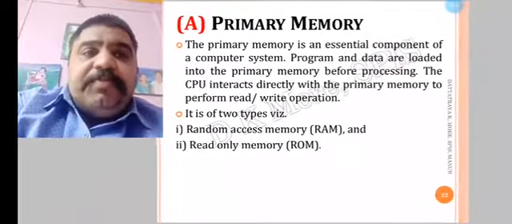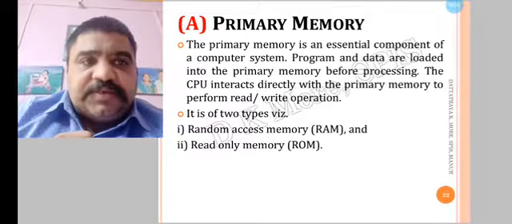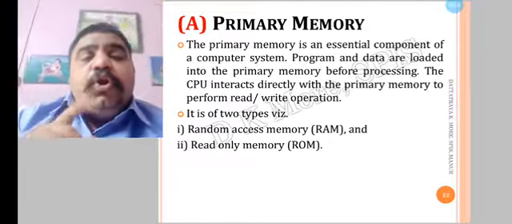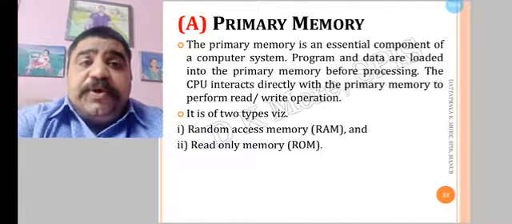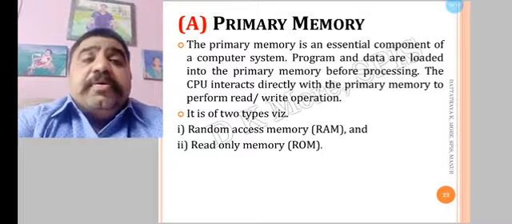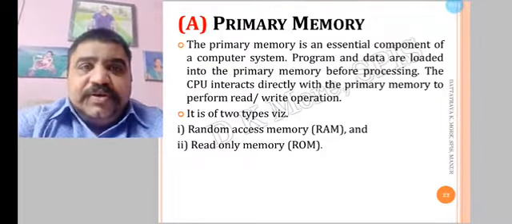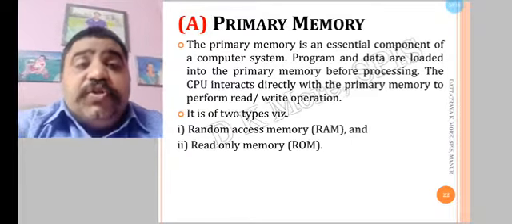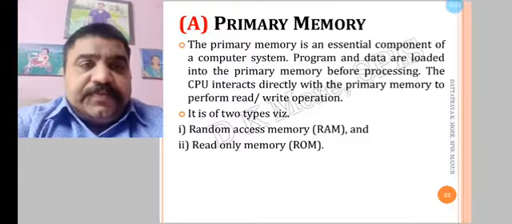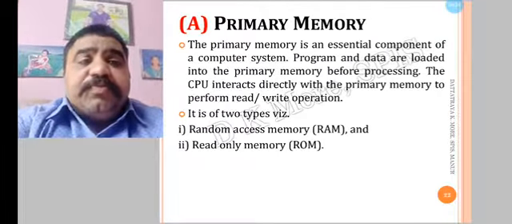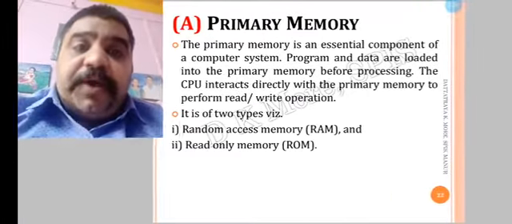The primary memory is an essential component of a computer system. Programs and data are loaded into primary memory before processing. The CPU interacts directly with the primary memory to perform read or write operations. This primary memory is mainly used for processing purposes. It is of two types, random access memory RAM and read only memory ROM. So let us see one by one.